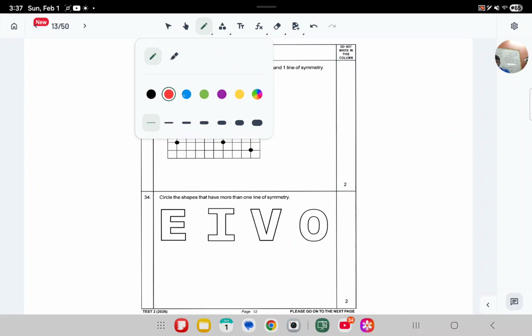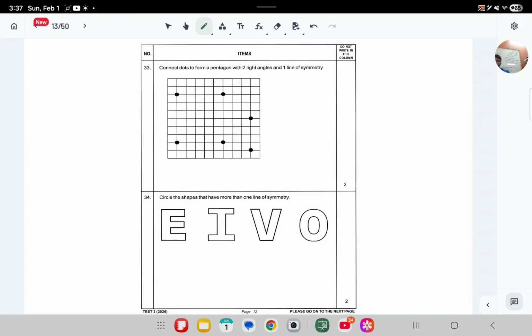Moving on now to number 33. Number 33 says connect the dots to form a pentagon with 2 right angles and 1 line of symmetry. If we know it's a pentagon, we know it has 5 sides, right? And it has 2 right angles. We know right angles are perpendicular lines, right? So they meet like this. So we need to connect the dots to form a 5-sided shape with 2 right angles.